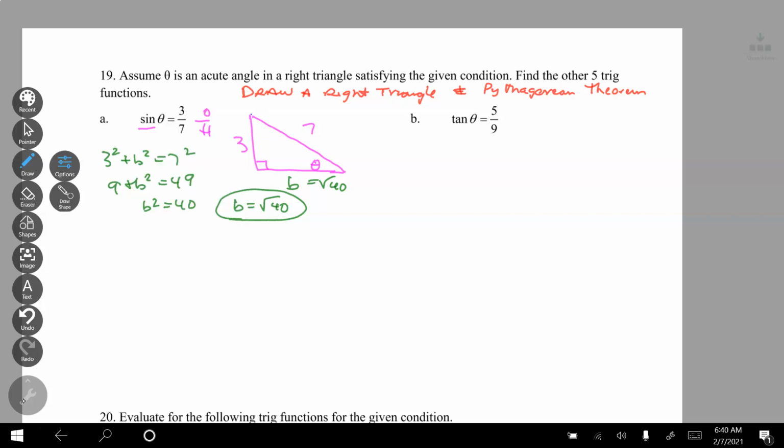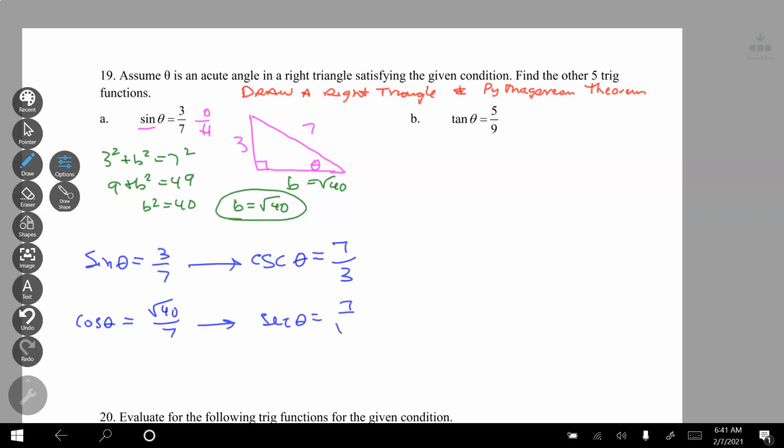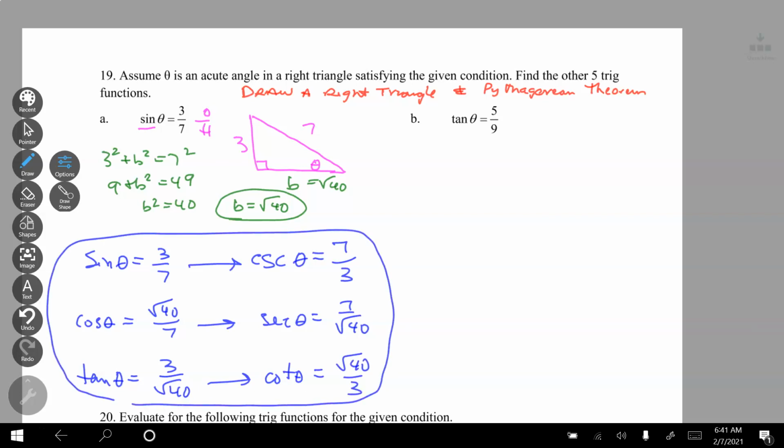And I could do all my functions. Well, I already was given sine of theta was 3 over 7. So cosecant, its reciprocal, was 7 over 3. I didn't even have to do the right triangle for that one. Cosine is going to be adjacent over hypotenuse, and secant is its reciprocal, and I don't care about the radicals in the denominator. They don't bother me. And tangent is going to be opposite over adjacent, and cotangent is its reciprocal, and I get those 6 trig functions.